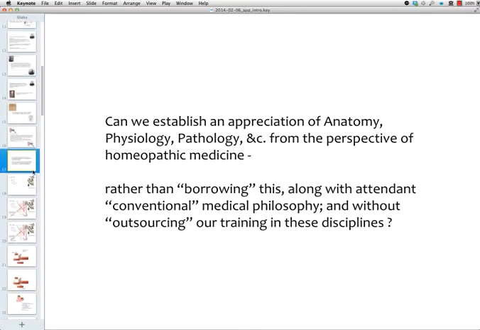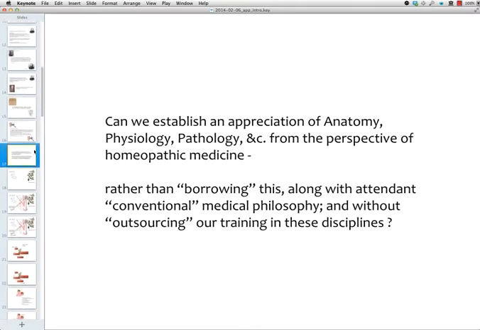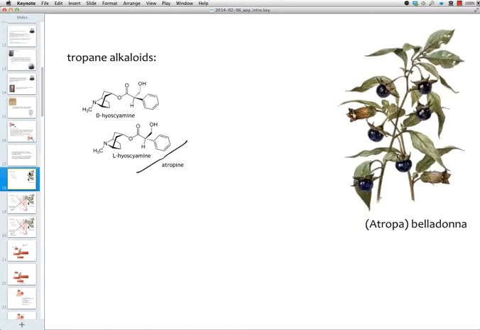So I want to just walk through a few very brief examples of how we might do this. And these are examples of things that I'm going to elaborate much further on in the course. So belladonna, Atropa belladonna, very well-known homeopathic remedy. Okay. Now, physiologic understanding of this plant, biochemical analysis of it, reveals that this, along with stramonium, hyoscyamus, contain a particular kind of alkaloid called tropane alkaloids.